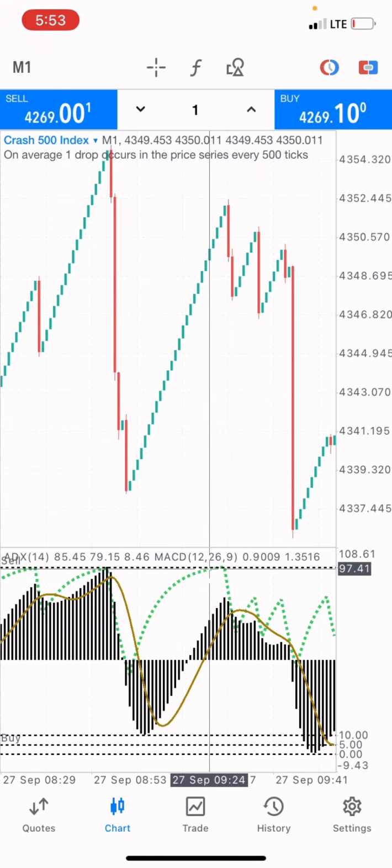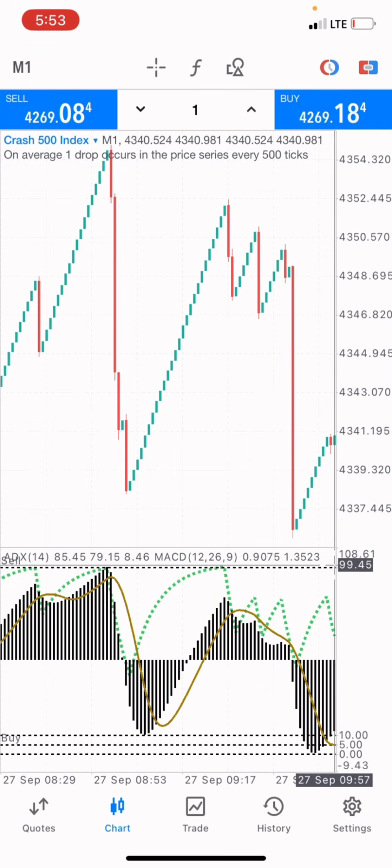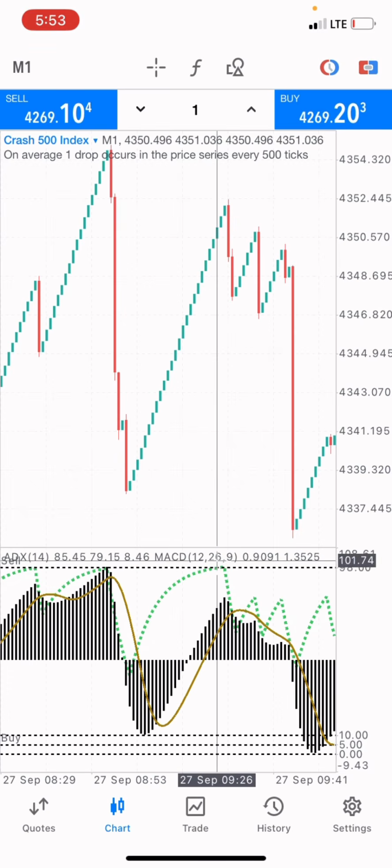You can see this line, guys, this plus DI, it crosses above this overbought level right here. It crosses above this line, there was a spike immediately. So this is the indicator for catching spikes.